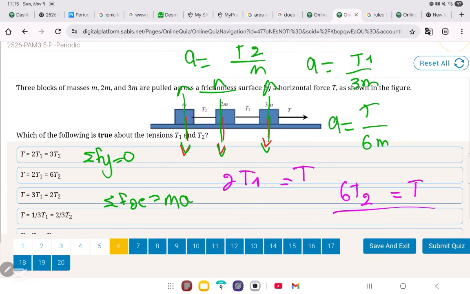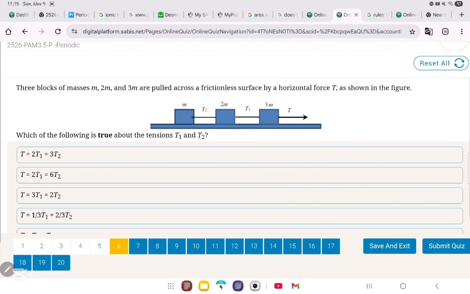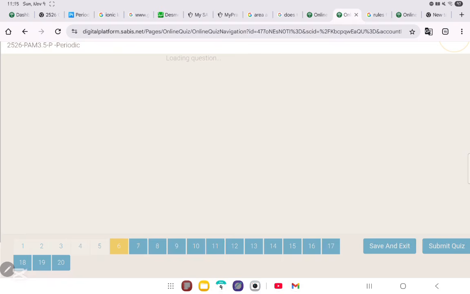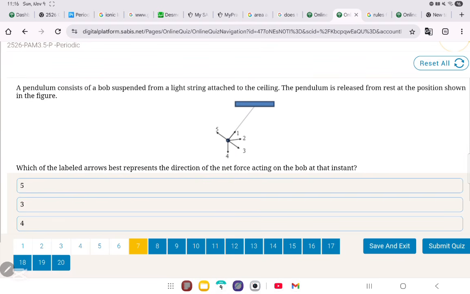So now we equate them all. We will get that T is equal to 2T1 is equal to what? Is equal to 6T2. So this is the correct answer. We'll move on to question number 7. What does it say? Now, question number 7.